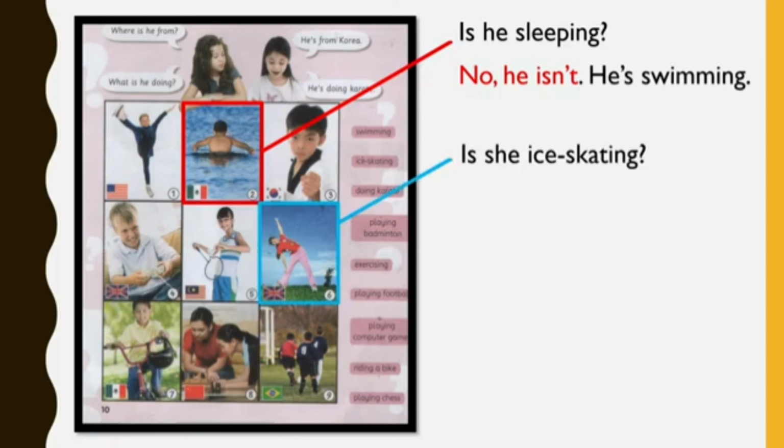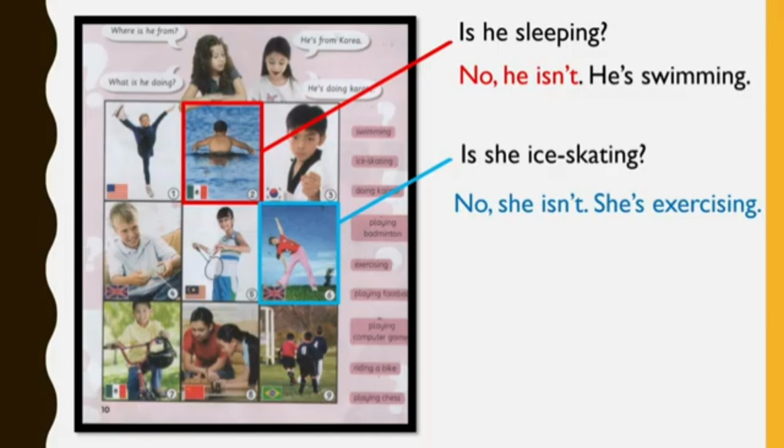Next, is she ice skating? If we look at the picture, there is not even an ice skating rink. So obviously, we have to deny the statement in the question. It's a no. So no, she isn't. She's exercising. If we look at the picture, she's not even ice skating because there is no ice skating rink. The correct answer should be exercising. So we have to deny first the statement in the question, which is no, she isn't. And then we come out with the correct answer.